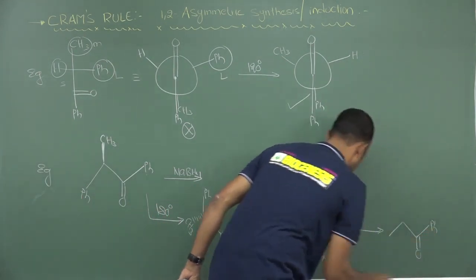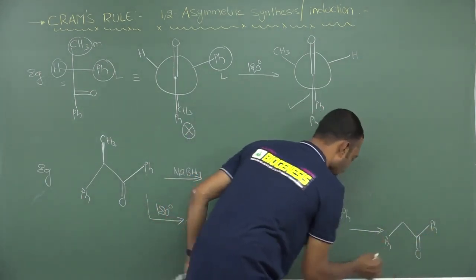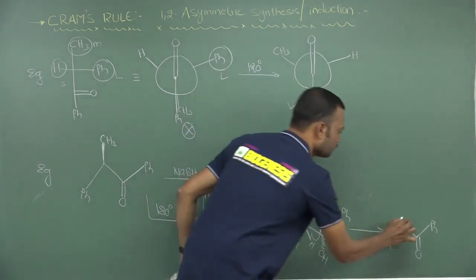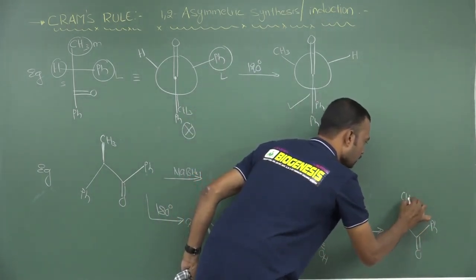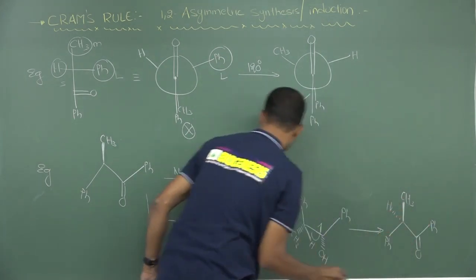See, this phenyl will come exactly in the downward direction. Now CH3 goes above side. CH3 is completely above and here hydrogen will be this. So this is your answer.